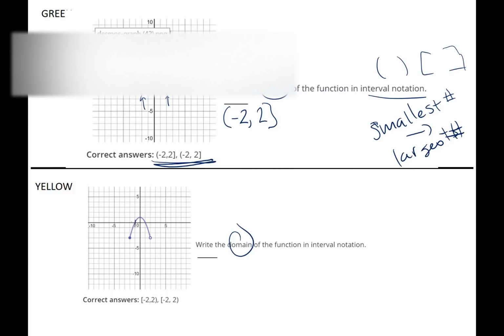All right, I'm going to do the same thing here. -1, -2, 1, 2 on the yellow. So we would have, but this time it was reversed. The bracket is first, so it's bracket -2, the smaller number first, to 2 parentheses.